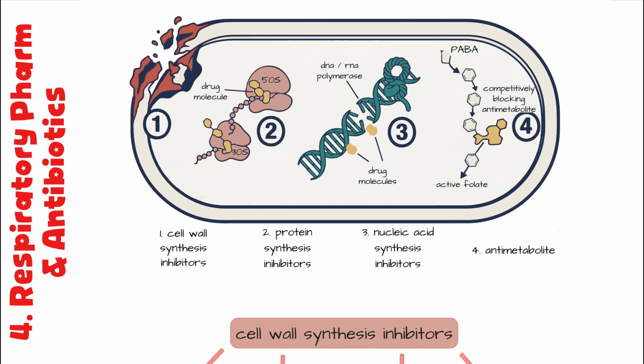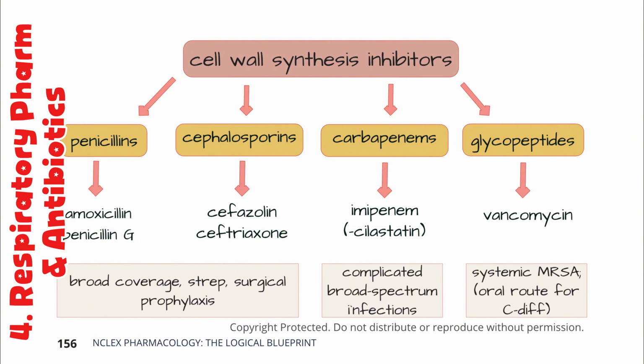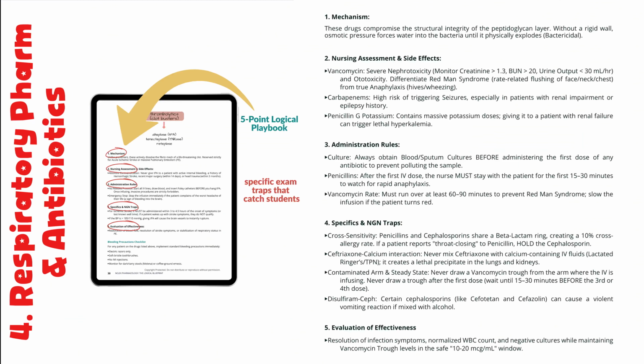Penicillins, cephalosporins, carbapenems, and vancomycin all attack the bacterial cell wall. Without it, water rushes in and the bacteria physically bursts. Penicillins and cephalosporins share a beta-lactam ring, creating a 10% cross-allergy rate. If a patient reports true anaphylaxis to penicillin, throat closing, not just a rash, hold the cephalosporin too. After a first IV penicillin dose, stay with the patient for 15 to 30 minutes to watch for rapid anaphylaxis.